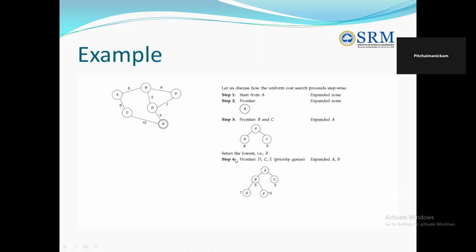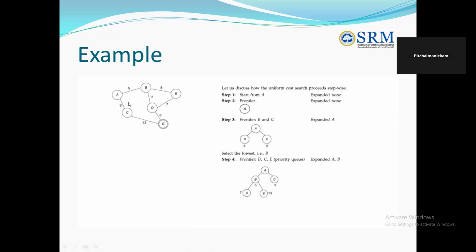The frontier is B, so you take that node and then expand B. B may have two different options, 8 and 2, so you can include this here also. For example, what is the uniform cost to reach from A to E? A to E is 5 plus 8, which is 13. So this path costs 13.